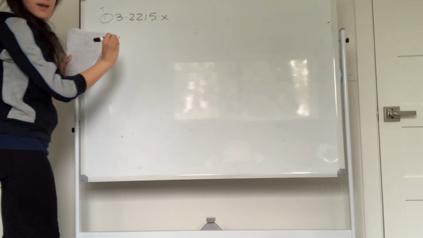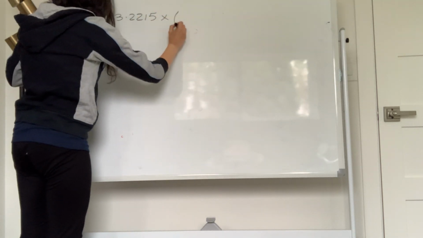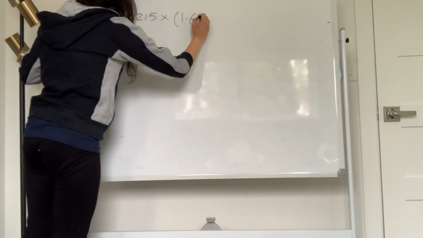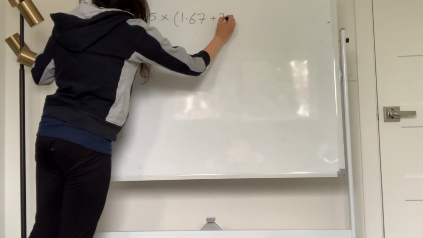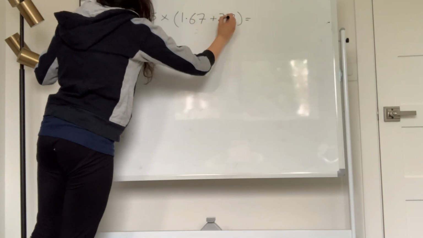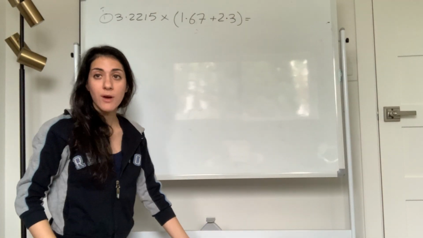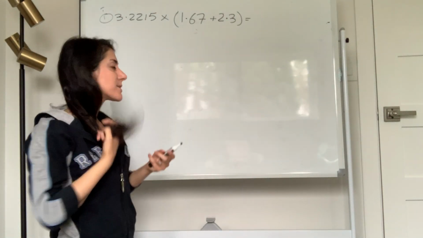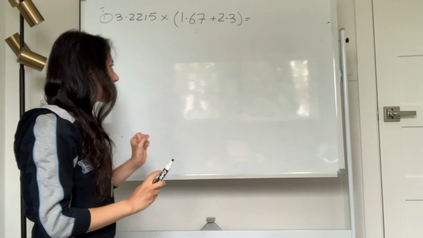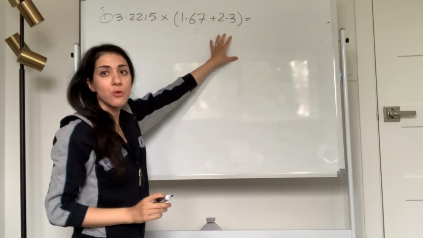3.2215 times (1.67 plus 2.3). I'm going to ask you to do the calculation and then tell me the final answer with the correct number of significant figures. You ready to do this? Okay. Now, the first thing you do is parentheses.